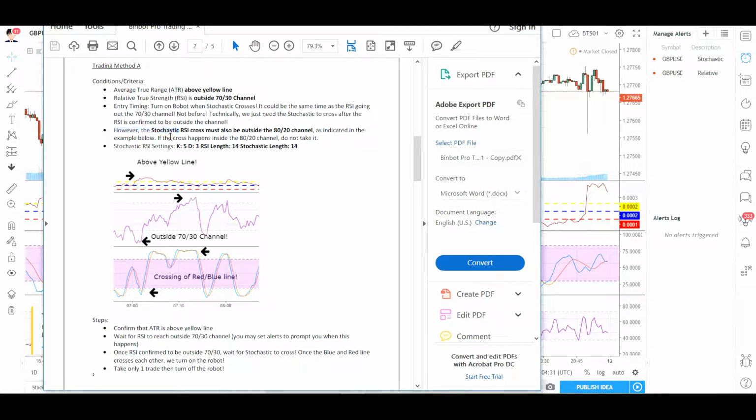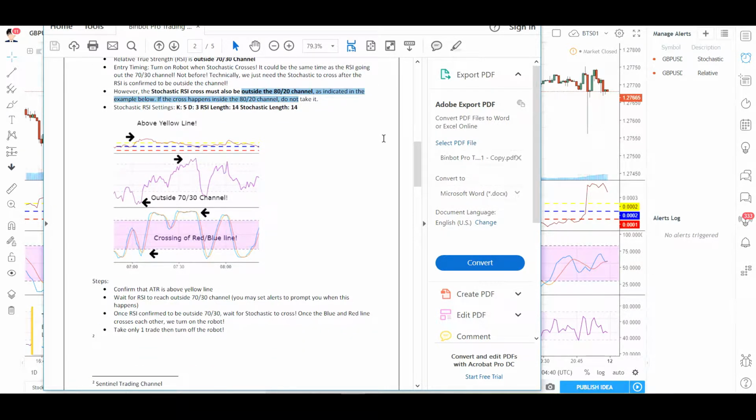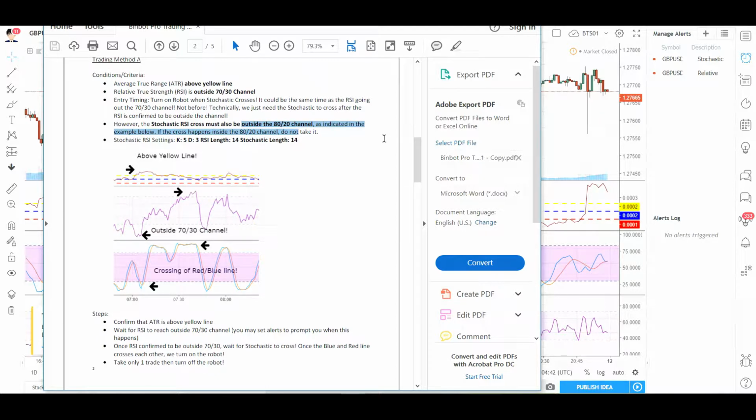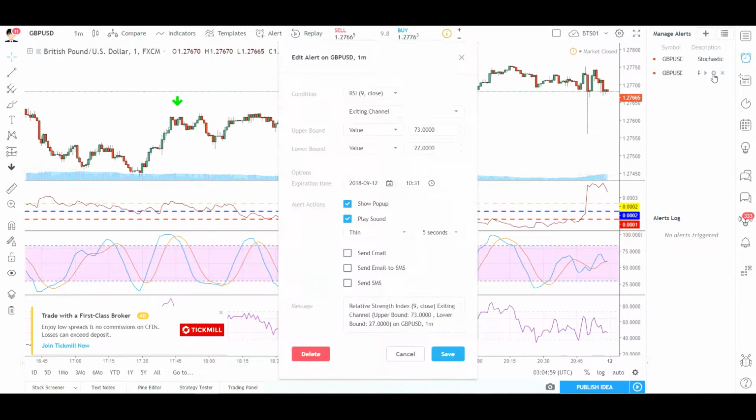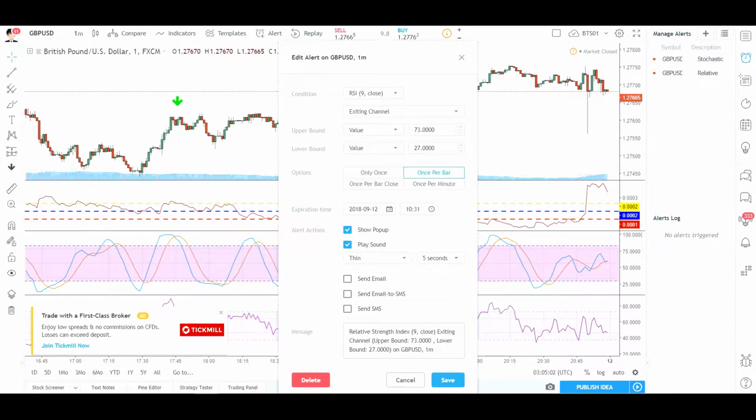So, as the next point has mentioned, the stochastic RSI must also be outside the 80-20 channel. So it is a very good rule to remember, so you guys should remember these rules. So the first condition is ATR above the yellow line. Second rule is the RSI must go out the channel, and you guys can set up the alert here. The alert for RSI for method A, it's as such. You can do this: relative strength index 9 exceeding 73 or below 27, or you can do upper boundary 75, lower boundary 25. It is up to you.